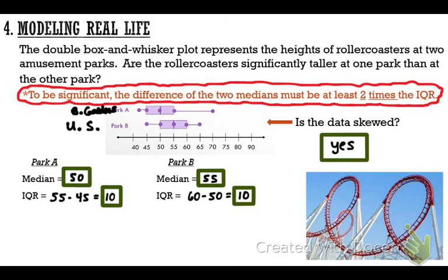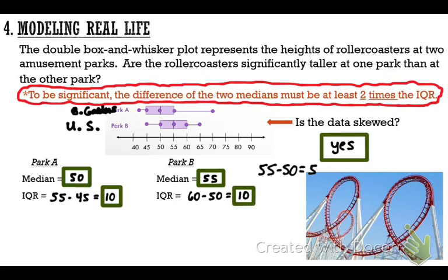So my question is, going back up there, it says, are the roller coasters significantly taller at one park than the other park? No. Now look, in order to be significant, there's a way we figure this out. The difference of the 2 medians has to be at least 2 times the IQR. Let's talk about the 2 medians. One of them was 55. The other one was 50. Guys, what's the difference in those medians?